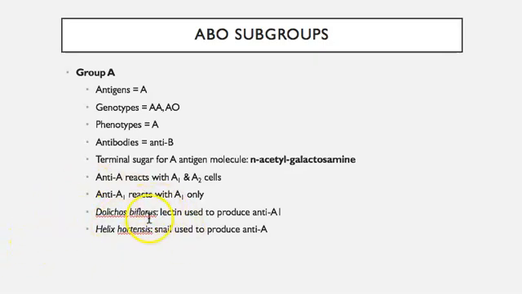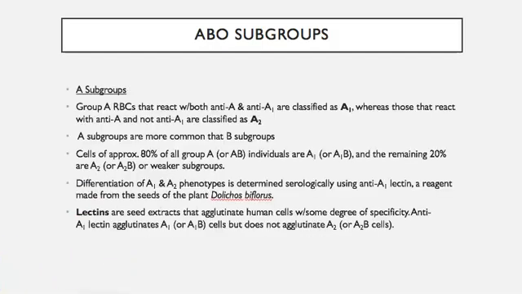Dolichos biflorus is the lectin used to produce the anti-A1 reagent. Helix hortensis is the snail that we use to produce the anti-A reagent. You will need to know the terminal sugar, the lectin, and the snail name. Now the A subgroups: group A red cells that react with both anti-A and anti-A1 are classified as A1, but those that react with anti-A and not anti-A1 are classified as A2.